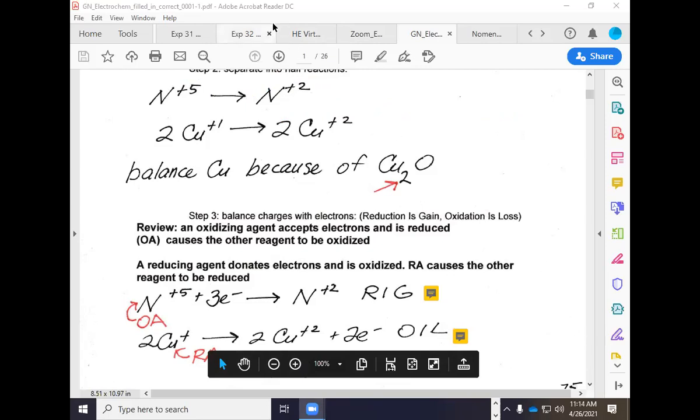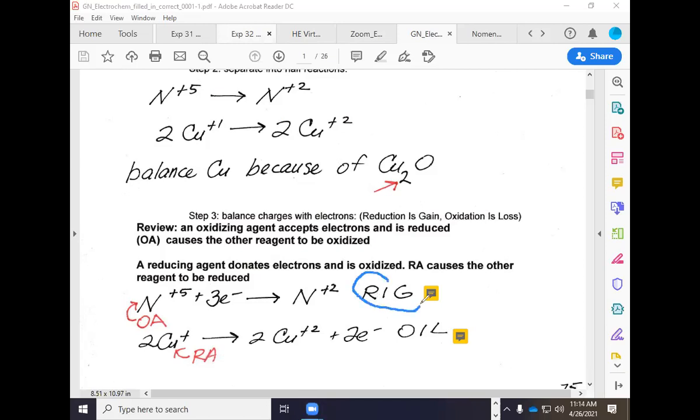And also in step 3, we do this. From what we memorized, if this one is the reducing side, then nitrogen +5 is the oxidizing agent. Copper +1 is the reducing agent. So now we've assigned everything, which is also part of what we have to be able to do.